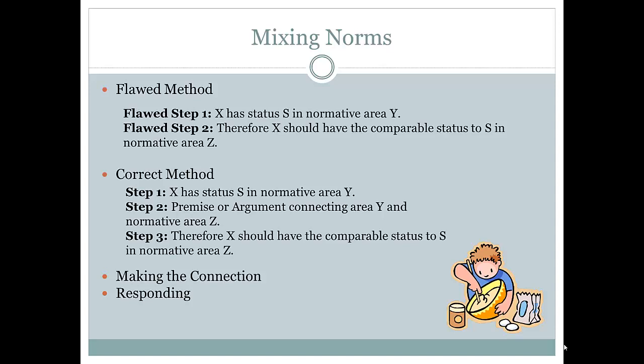Now suppose you're on the receiving end of mixing norms, or in the context of the paper, you presented a mixing of norms, and you want to raise an objection by countering your own method, and then of course responding back to that. One way to reply to this method is to challenge the normative status of X as presented in the first step, namely that X has status S in normative area Y.